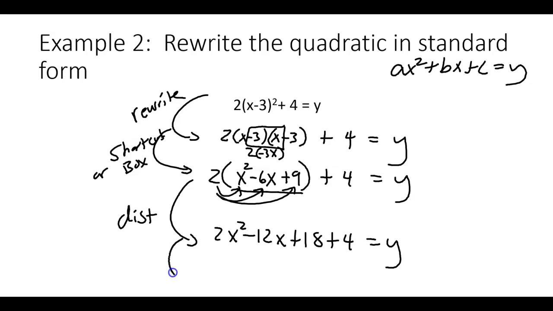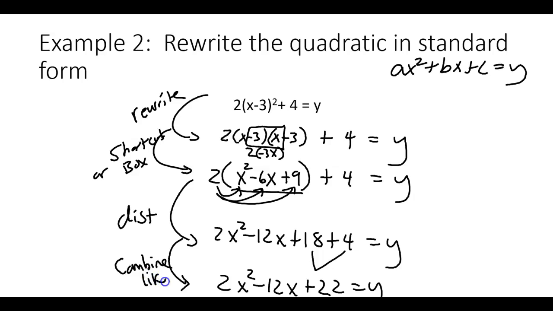You guys think you might know what the last step is? Not quite the word I'm looking for. What do you mean by solve though? Combine like, yeah, there we go. So combine like terms. So we could put these together here. 2x squared minus 12x plus 22. Now, I did not change the equation at all. I didn't change what it is. This equation is the same equation that's up here. It's just written differently. This one is in standard form.